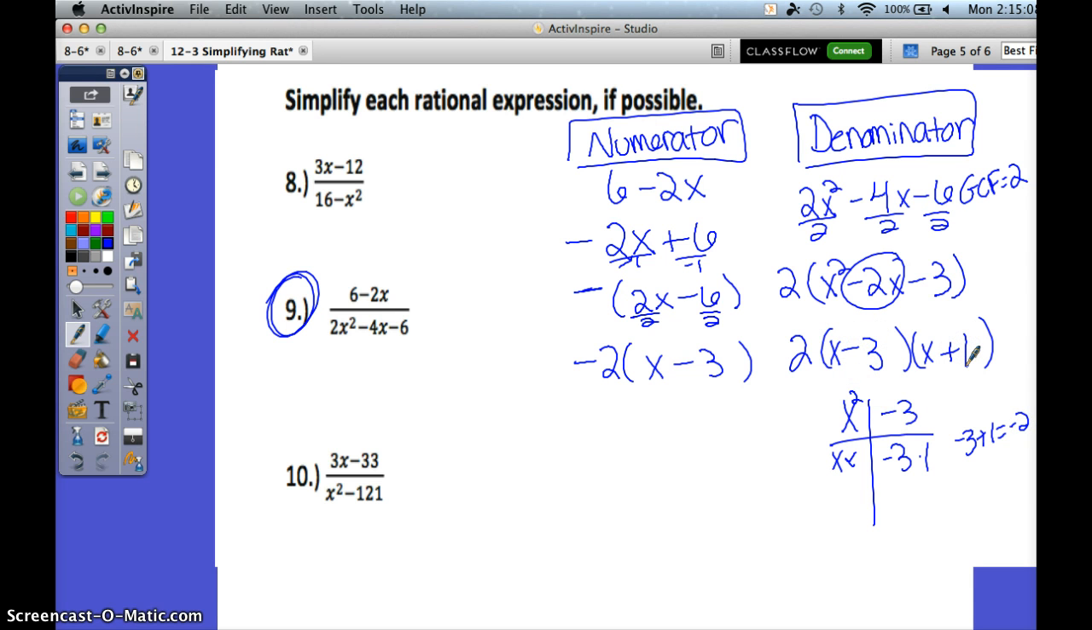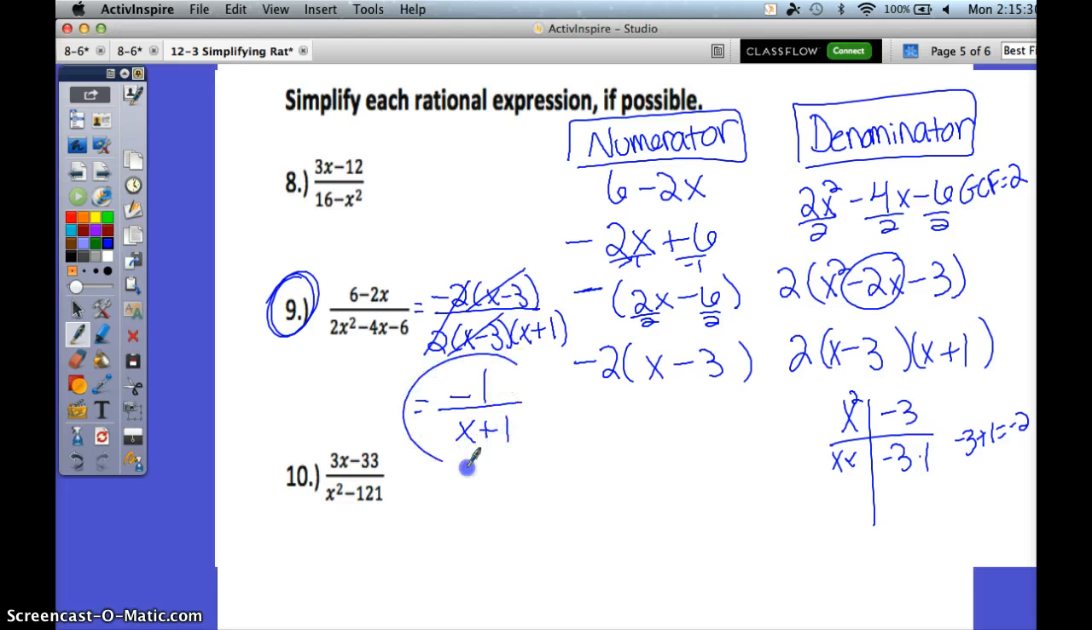So let's go ahead and put it all together. So our numerator, negative 2 times the quantity x minus 3 over 2 times x minus 3 times x plus 1. So we can see these cancel, but notice this negative 2 and this positive 2, the 2's cancel, but you still have the negative 1 left in the numerator over x plus 1 in the denominator. And that's your answer. We have one more left, number 10.